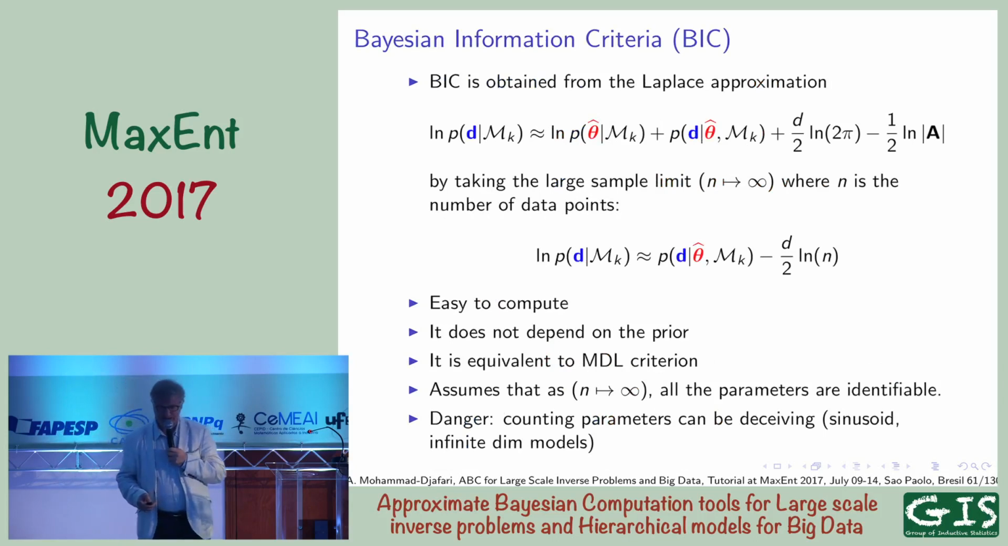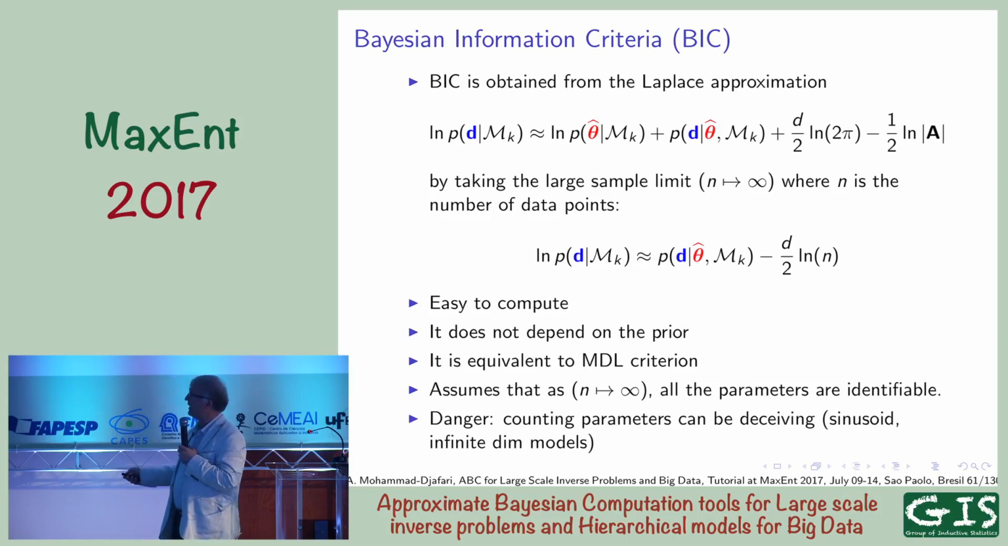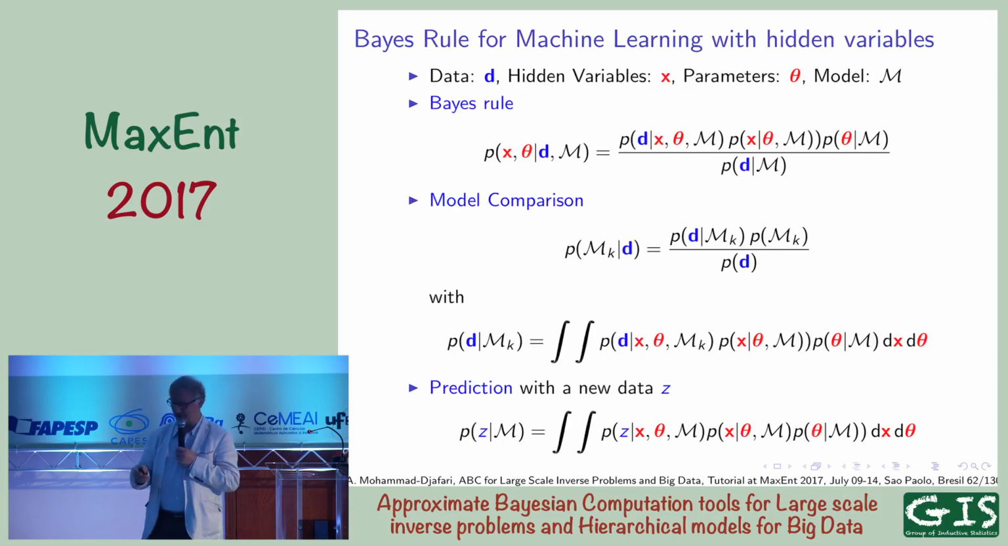BIC goes still a little further in approximation, assuming that the number of data points is high enough, for big data, so that this approximation is valid. It can be shown that this likelihood will be dependent only on this number n, and then we can use it as an approximation in high dimensions.